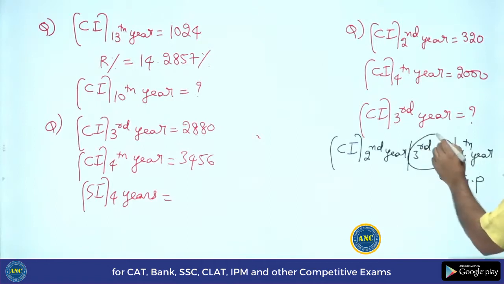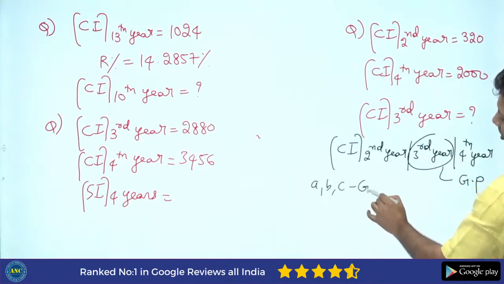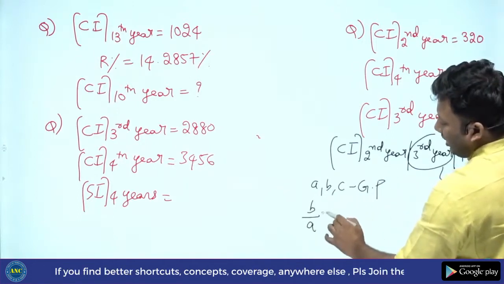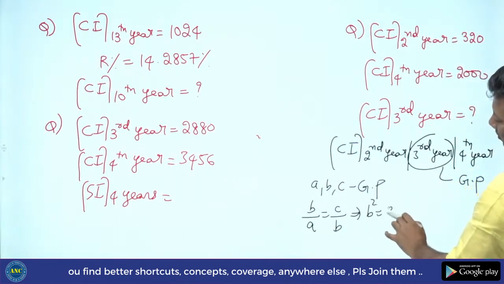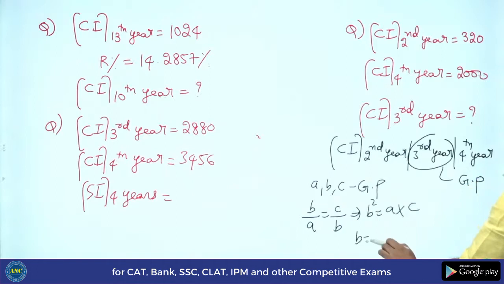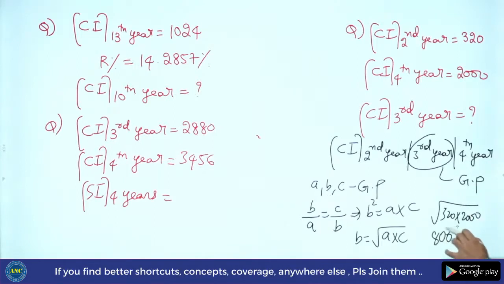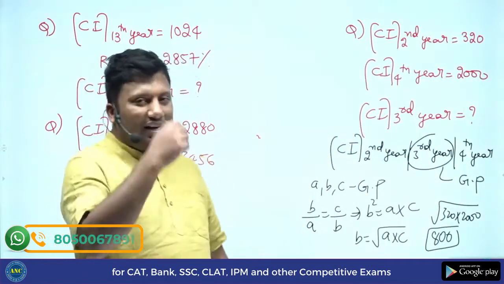What I want is CI for third year. If A, B, C are in geometric progression, the ratio is the same. So second term by first term equivalent to third term by second term. B square equivalent to A into C. B equivalent to root of A into C. So root of 320 into 2000. 4 zeros are there, outside 2 zeros, 32 2s are 64. CI for third year will be 800.